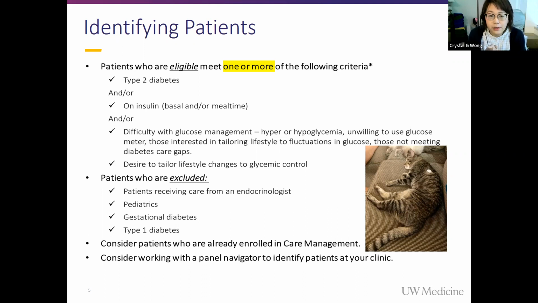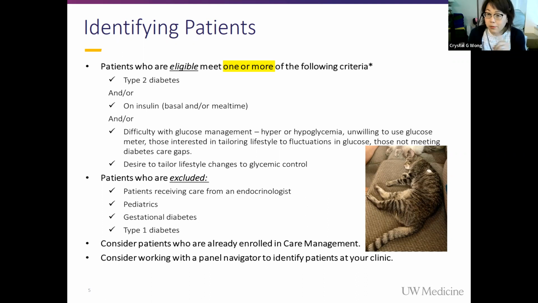We do have some exclusion criteria. So again, type 1 diabetes, we're not going to be including them in this formal program. Gestational diabetes, I know you guys don't practice OB, but we do have some FPs and PCs who do obstetrical care. Pediatrics, so we're not going to do kids. And then also patients who are seeing endocrinology for type 2 diabetes. If you have patients who have type 2 diabetes and see an endocrinologist and are interested in CGM, have them talk to their endocrinologist about it.